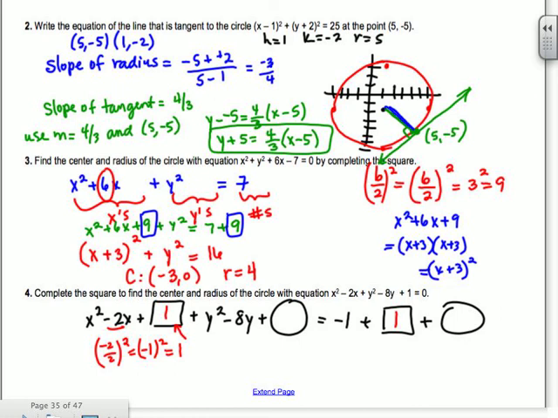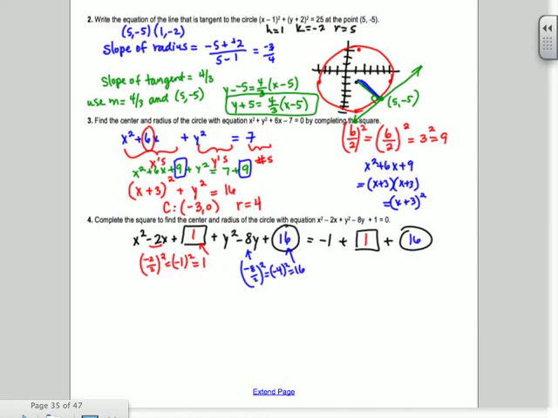All right, and then we still have to do negative 8 divided by 2 squared. So that's negative 4 squared, so you get 16. That's what you put in the circle. So you add it to both sides of the equation to keep it balanced, so add it over here. Now the reason we do that is because now we can factor x squared minus 2x plus 1. x squared minus 2x plus 1 factors into x minus 1 times itself. So x minus 1 squared.